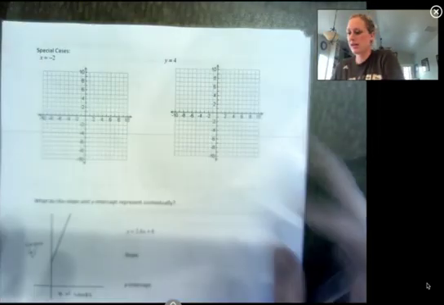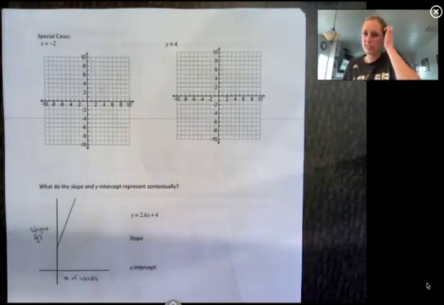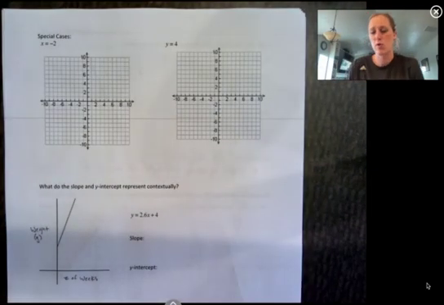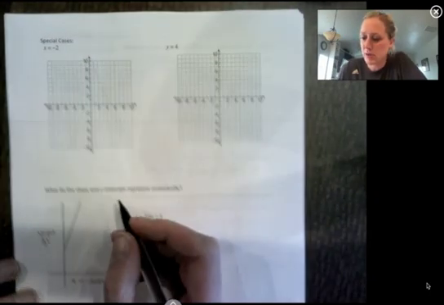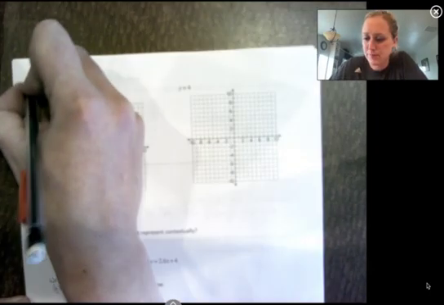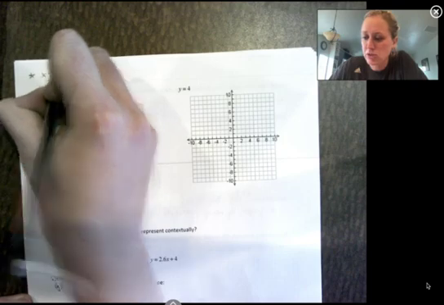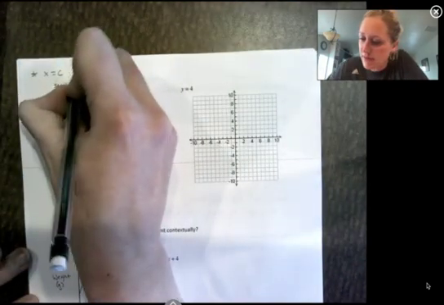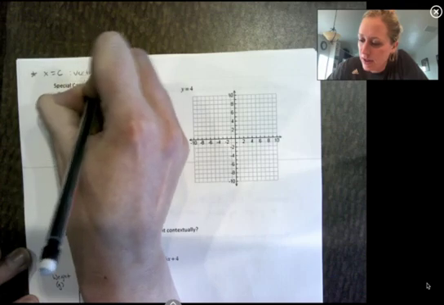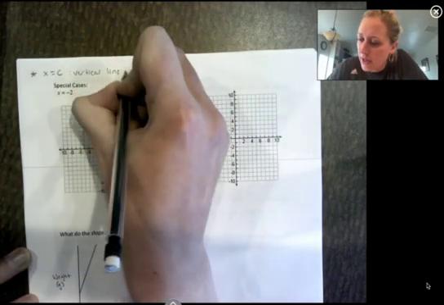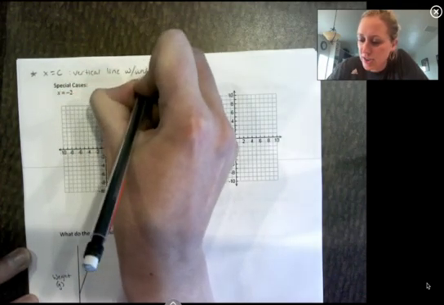Okay. Couple last ones here, you guys. Special cases are where I only have one variable and it's equal to a number. So if it's x equals, I'm going to add this note up here. X equals, I'm just going to use c for a constant value. So if x equals c, it is a vertical line with undefined slope.